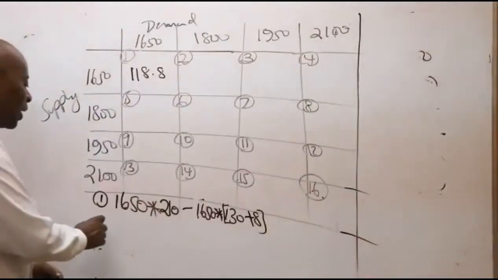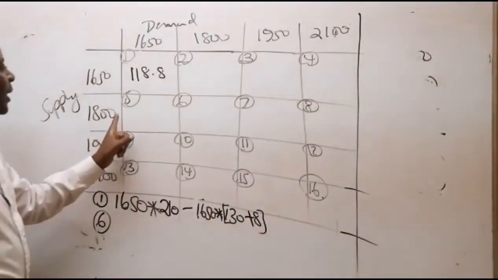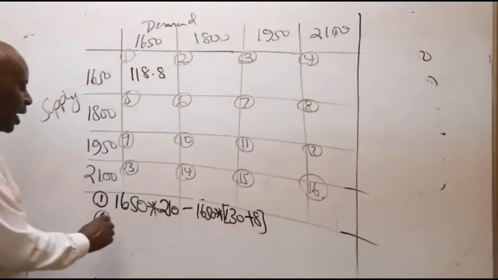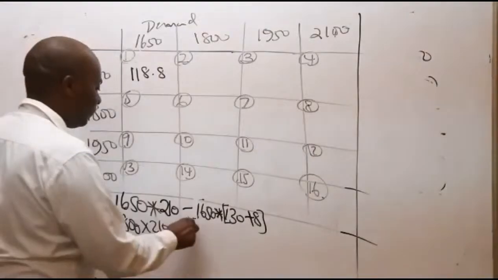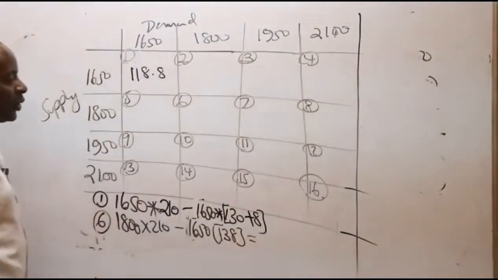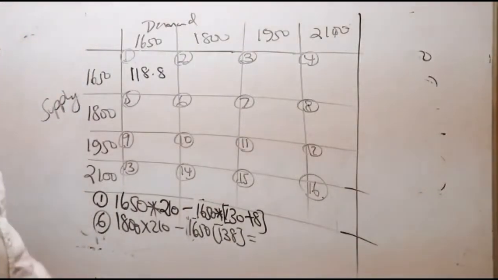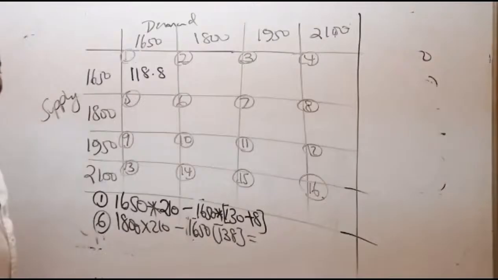So perfect matches, let's go to number 6. Number 6, I can see it's 1800 vis-a-vis 1800. So here I'll have 1800 times 210 minus 1650 into 138. Can somebody give me these perfect matches? Number 6, what do we have there, somebody? So that I can get them out of my way. I would want to keep the perfect matches out of my way.